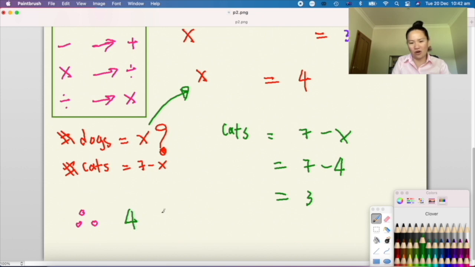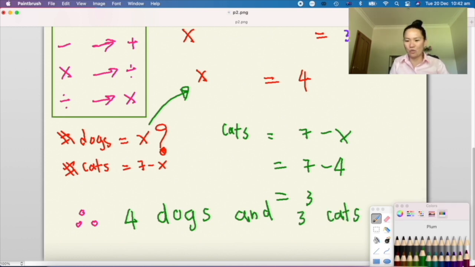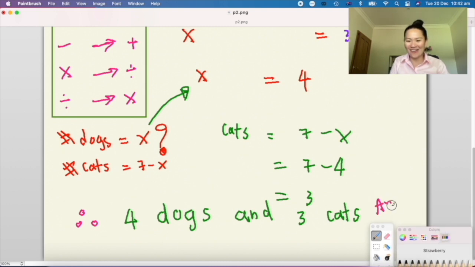4 dogs and 3 cats. And this one is your answer. Yes, finally you find out the answer.